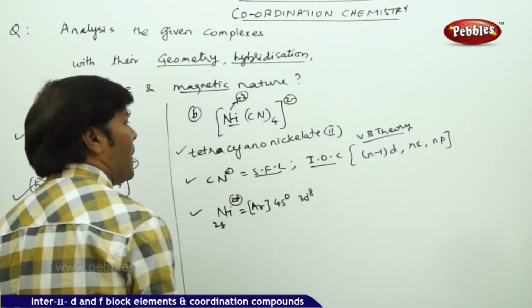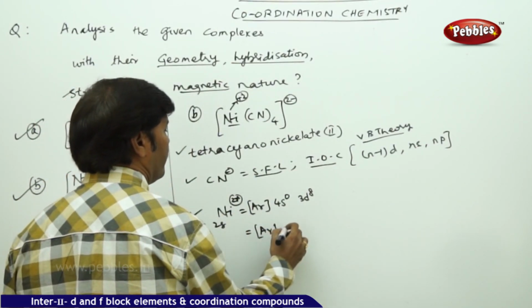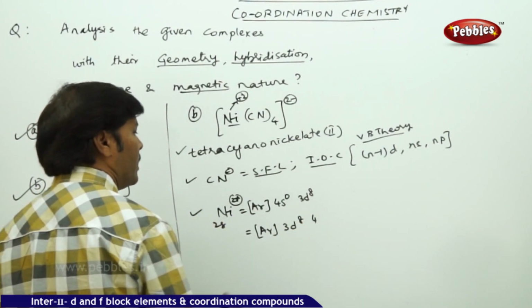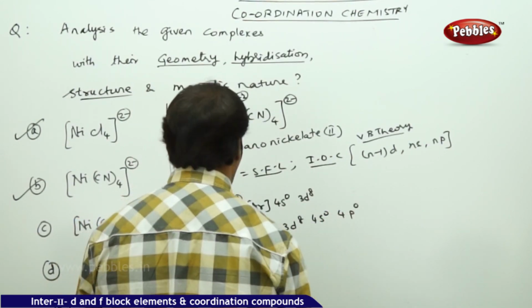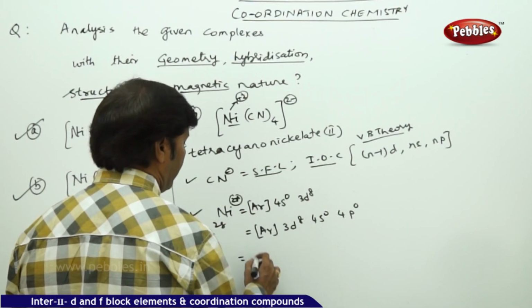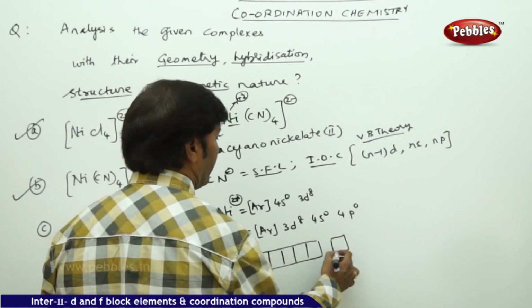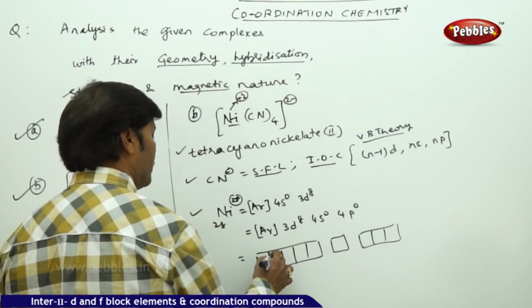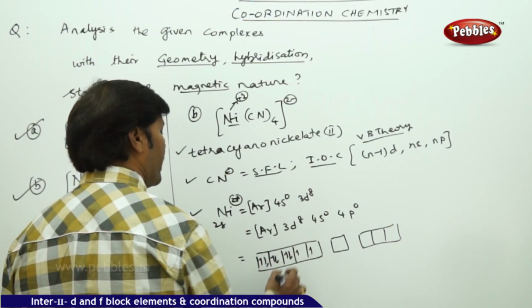So therefore I am going to rearrange the configuration: argon 3d8 4s0 4p0. So now take the configuration. 3d8 means 1 2 3 4 5, again 4s and 4p. So here in the case of 3d8, 1 2 3 4 5 6 7 8.